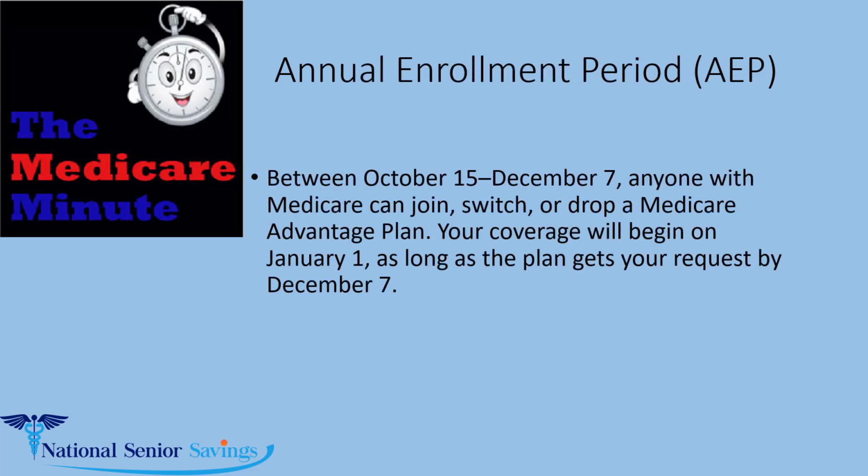So after the initial enrollment period and the general enrollment period, you have what's called the annual enrollment period, and I mentioned that a moment ago. It happens every year. Every single person in America, 57 million people that are on Medicare, between October 15th and December the 7th, they can join a Medicare plan, they can switch, they can drop a Medicare Advantage plan. Your coverage will begin on January the 1st as long as the plan gets your request by December the 7th. So real important, you can't sign up before October 15th, you cannot sign up after December the 7th.